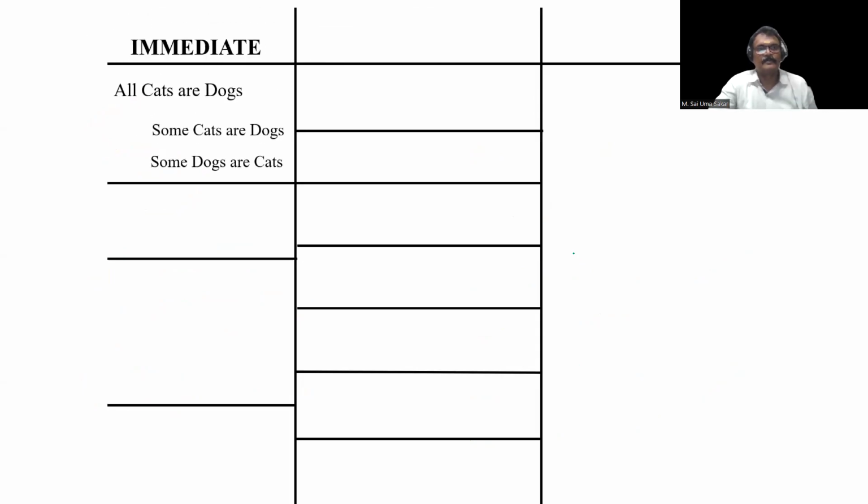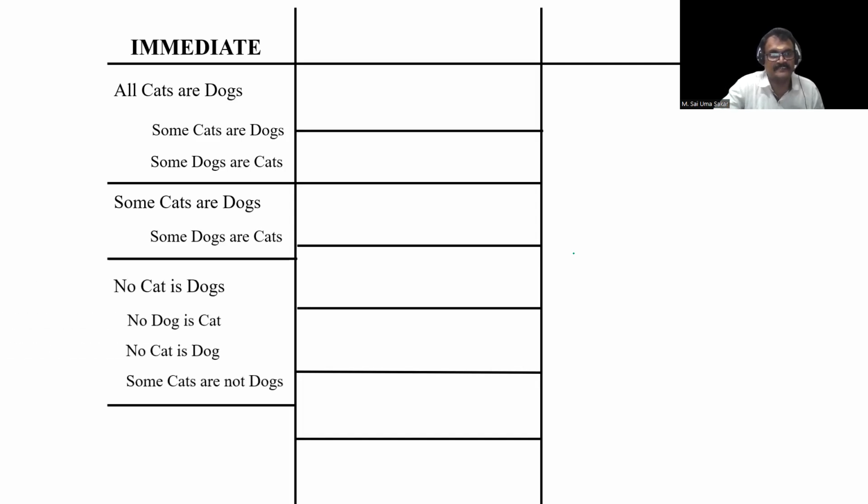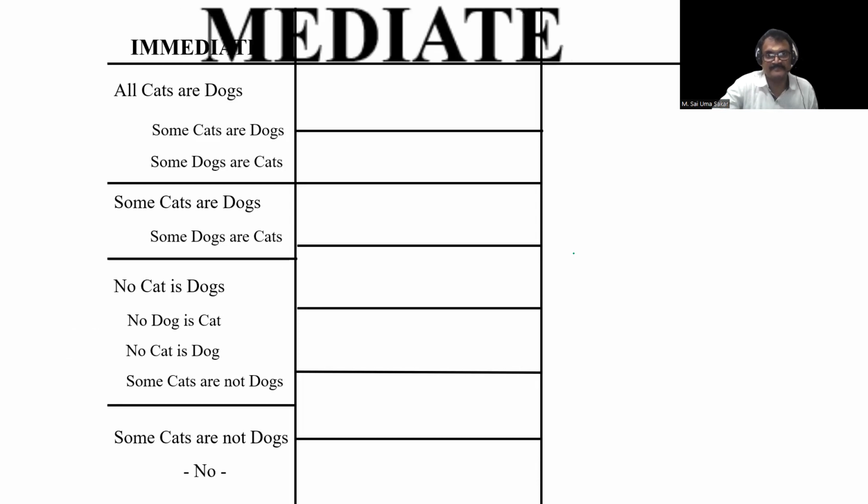Immediate inference. Suppose the statement is all cats are dogs, what is the immediate inference? Some dogs are cats. Suppose the statement is particular affirmative, some cats are dogs. What is the immediate inference? Some dogs are cats. Next, universal negative, no cat is dog. Here no dog is cat, and some cats are not dogs. And if it is particular negative, some cats are not dogs, there is no immediate inference.